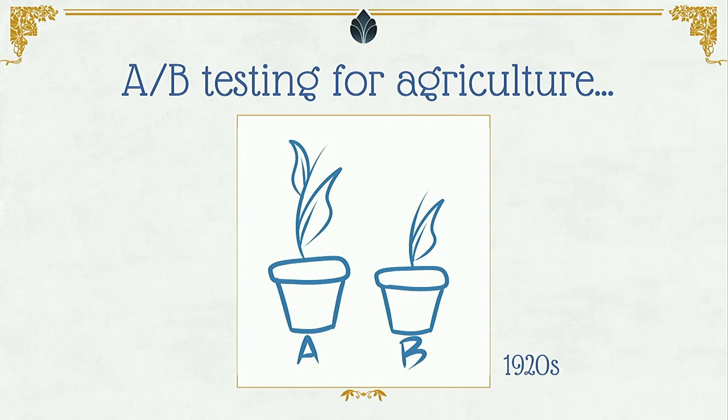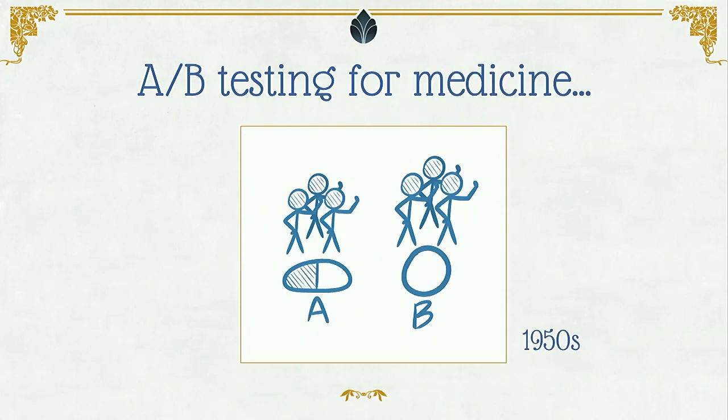Actually, in the early 1900s, it started more in agriculture. There was this idea of having two fields and having more fertilizer on one field and seeing what happens. They didn't call it A-B testing back then. It was sort of the scientific method, but it was a very simple example of how to do A-B testing. Fast forward, and that started to be applied in the 1950s to clinical trials in medicine. So it's a pretty standard thing.